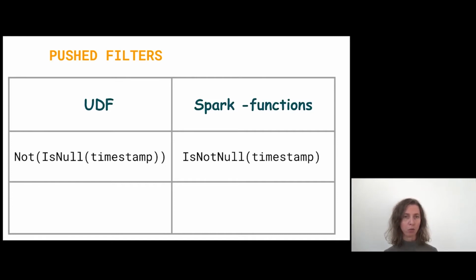Here are the pushed filters from the physical plan. You can see the not null standard filters that Spark adds. But in the Spark functions physical plan, we also find an additional filter, greater than, which gives us a clue about the logic that Spark will apply to the data on disk, filtering only the relevant rows.